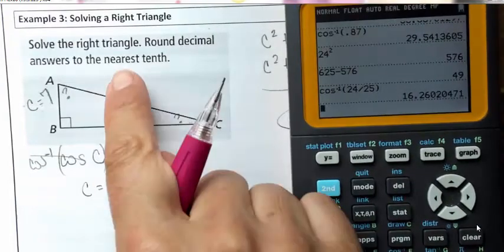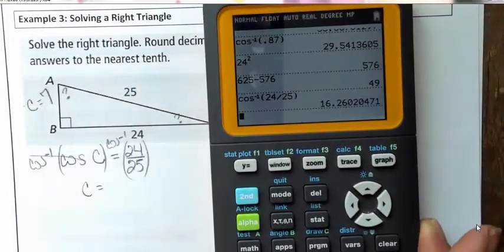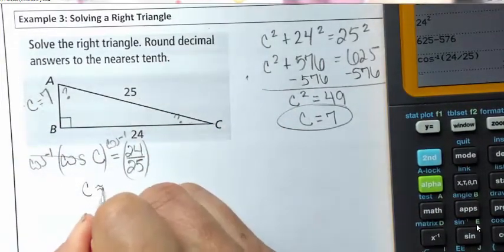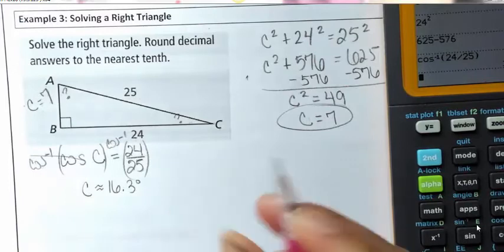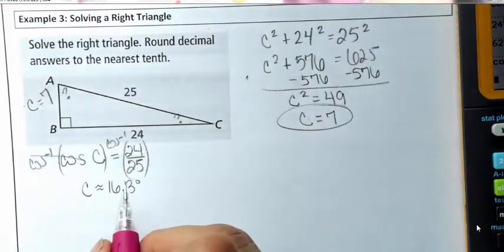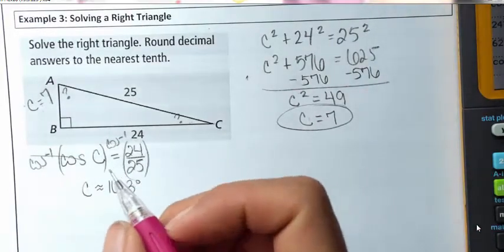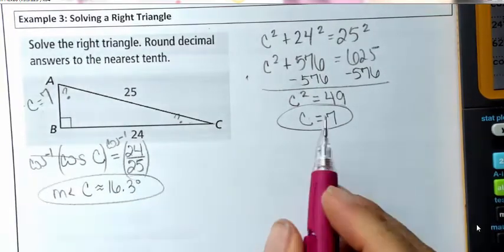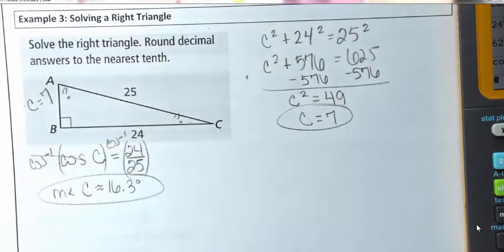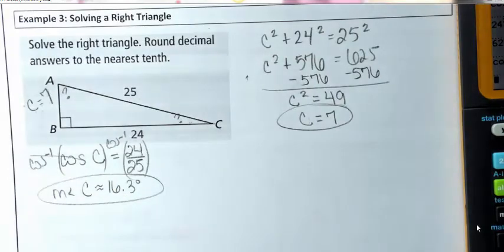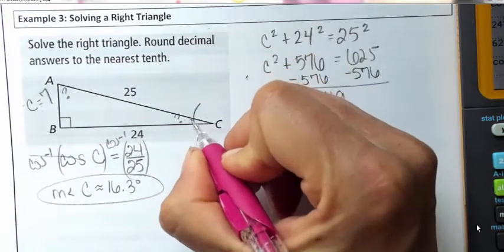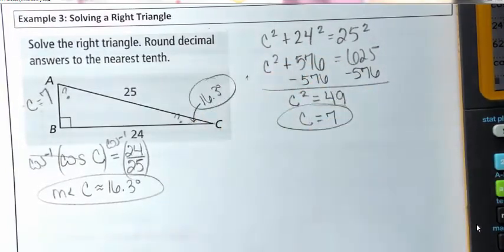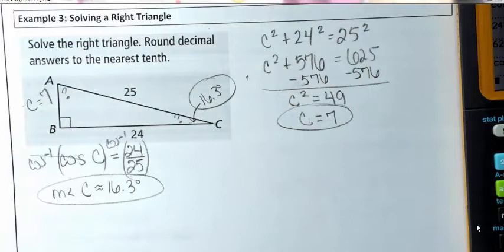Oh, it says to the nearest tenth, so 16.3. So I'll put approximately 16.3 degrees. All right, so that's the measure of angle C. I'm going to put measure of angle C, that way I can differentiate between C. This is like a lowercase c, but it's not really very obvious. Another thing I like to do is actually write them into the triangle, that way I know when all the pieces have been found.